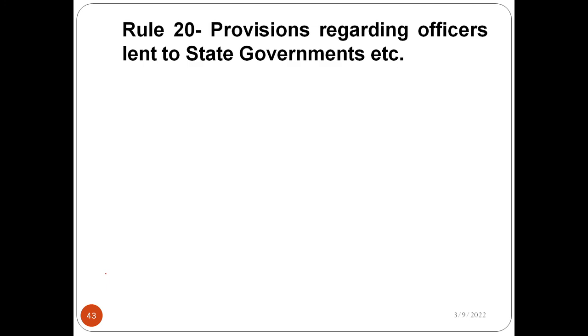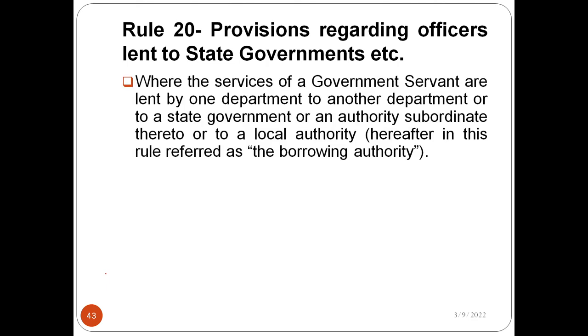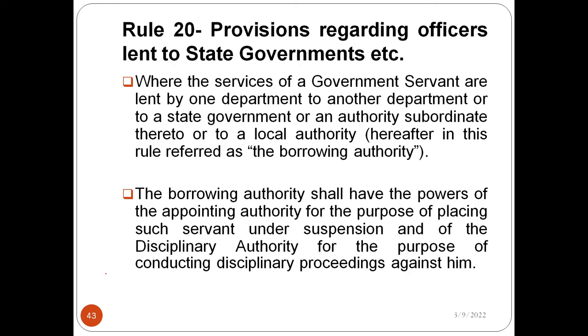Rule 20 of CCS (CCA), that is, provisions regarding officers lent to state government, etc. Where the services of a government servant are lent by one department to another department or to a state government or any authority subordinate thereto or a local authority, the borrowing authority shall have the powers of the appointing authority for the purpose of placing the government servant under suspension and of the disciplinary authority for the purpose of conducting disciplinary proceedings against him.